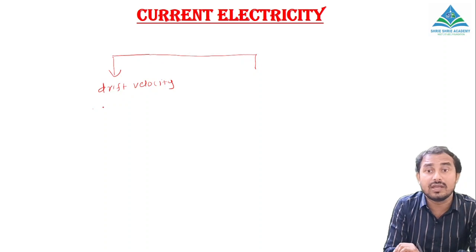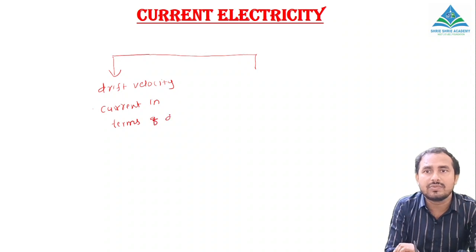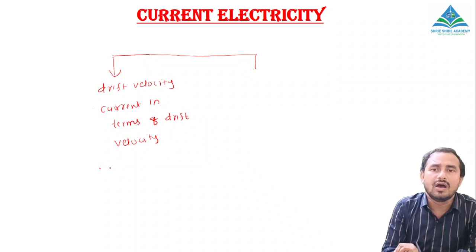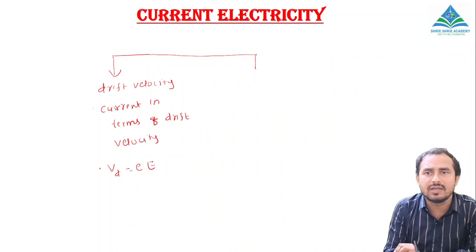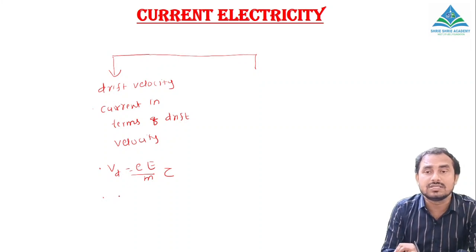The formula of electric current in terms of drift velocity. Drift velocity is a very important thing, and you have to know its formula. Drift velocity Vd is equal to small e capital E divided by m into tau. From here you will get the formula of conductivity, resistivity, and all those.